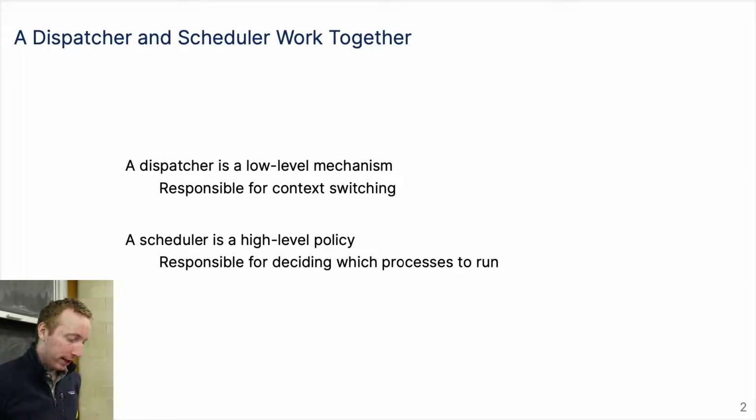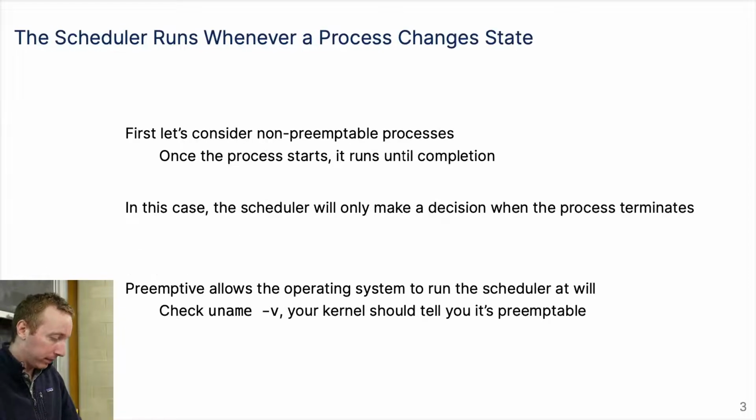There's two things: a dispatcher and a scheduler. A dispatcher is actually responsible for context switching. You may see it in other resources. It's just whatever is doing the context switching, and that's called a dispatcher. So it's just another term you might see in your journeys through operating systems. While the dispatcher does the context switching, the scheduler is the high-level policy that decides what to context switch. It decides what processes to run at any given time. And they have to work together. The scheduler runs whenever a process changes state.